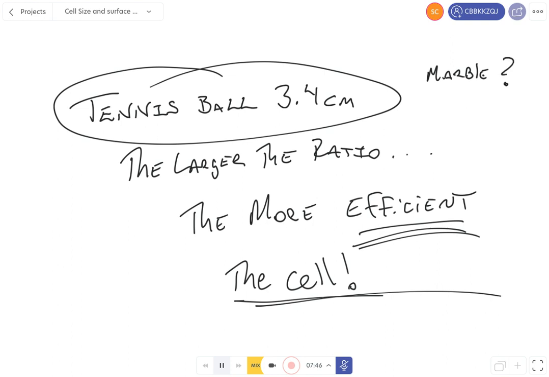Compare the tennis ball with the marble. What is that? And what is the basketball? And then you'll understand why a cell is small.